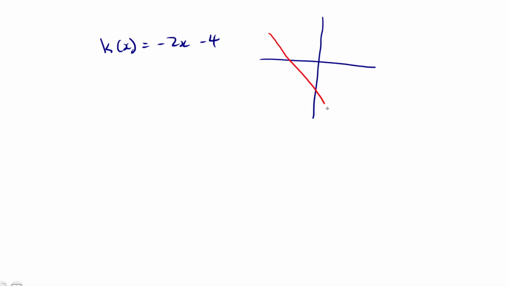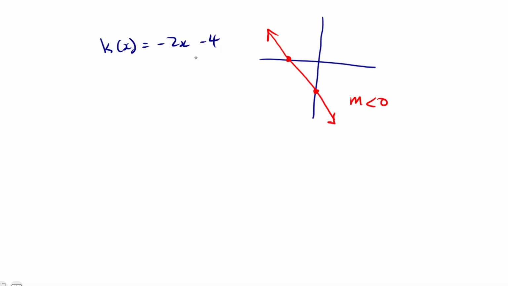So we remember we have k of x which is equal to negative 2x minus 4. This is the equation of the straight line graph. So let's say this was our straight line graph, it was looking like this. It has a negative gradient. You can see that here the gradient is negative.